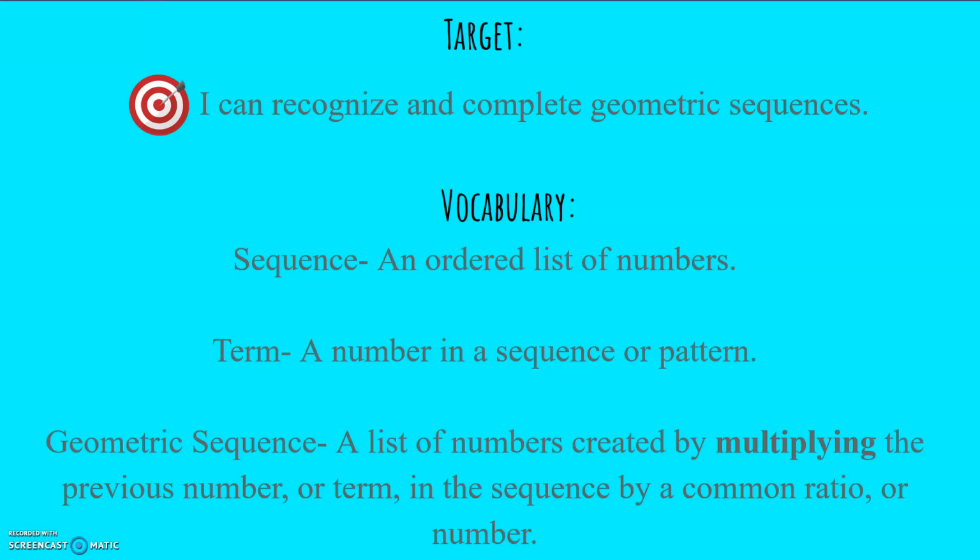A geometric sequence is a list of numbers created by multiplying the previous number or term in the sequence by a common ratio or number. So basically we're going to start with a number and then multiply it by the same number every time. You might recognize that as well, but we'll get to that in a minute.